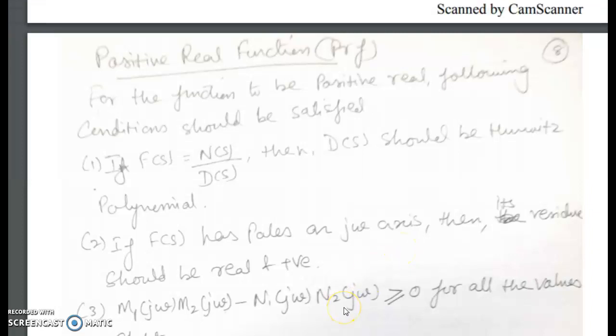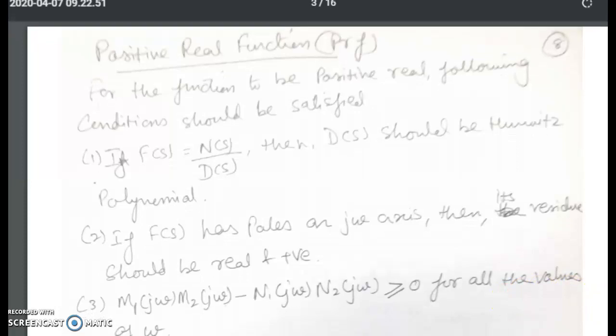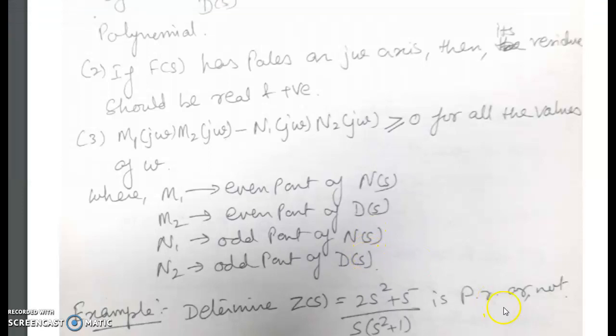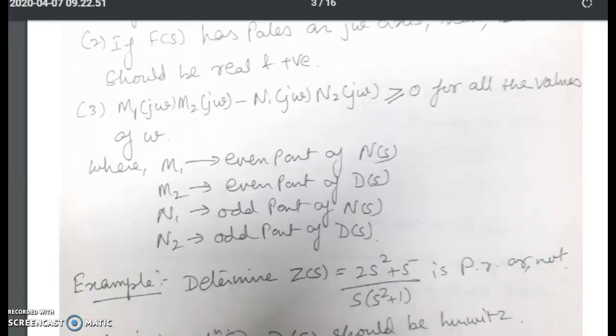Number 3, M1(j omega) M2(j omega) minus N1(j omega) N2(j omega) should be greater than or equal to 0 for all the values of omega, where M1 is the even part of the numerator, M2 is the even part of the denominator, N1 is the odd part of the numerator, and N2 is the odd part of the denominator. So let's take an example.